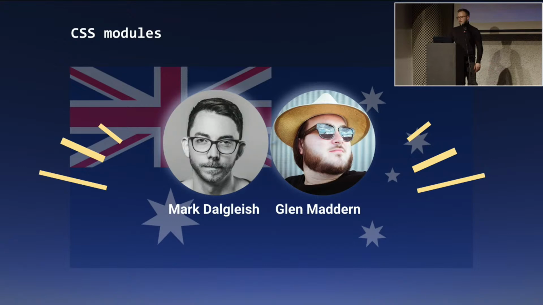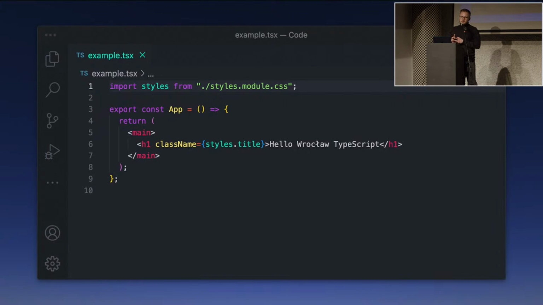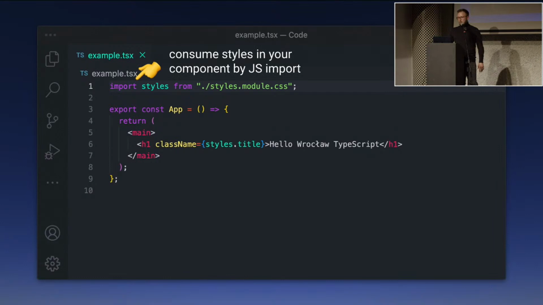So basically what they did is that they provided this very tiny, shaky, but still a bridge between the styles and components. So you were able to import styles into your component and consume those styles by JavaScript import. Only this time you are not just importing it to the scope, we are importing an actual object with class names, and those class names refer to the class names we wrote in our styles, so we have a bit of a more direct connection with what we wrote.